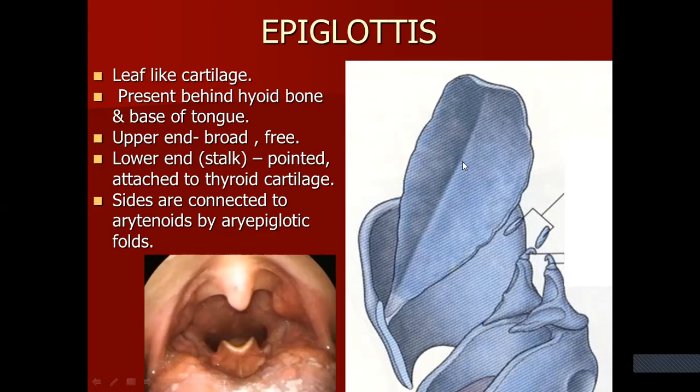Lower end is attached to the angle formed by the anterior margins of the lamina of the thyroid cartilage, just below the thyroid notch. The lower end is connected to the posterior surface of the thyroid angle by the thyroepiglottic ligament. So upper end is free, lower end is connected to the thyroid angle by the thyroepiglottic ligament. The lower end of the epiglottis shows a backward projection in the midline. This projection is called the tubercle of the epiglottis.